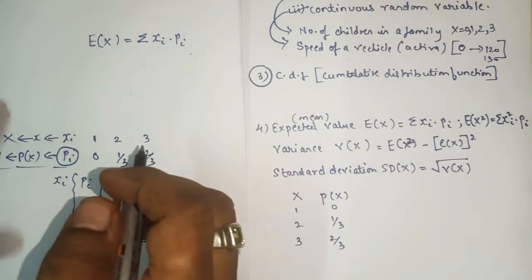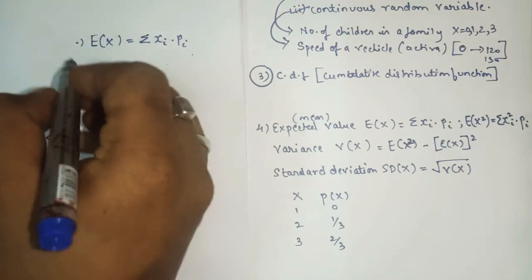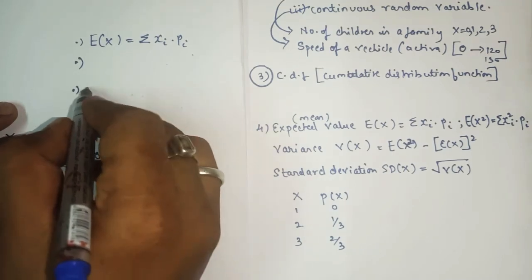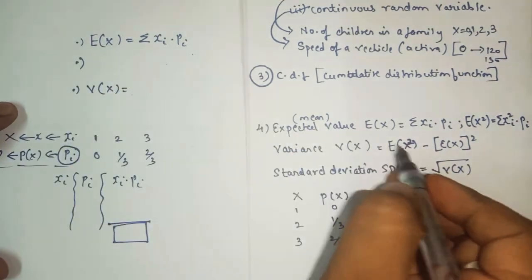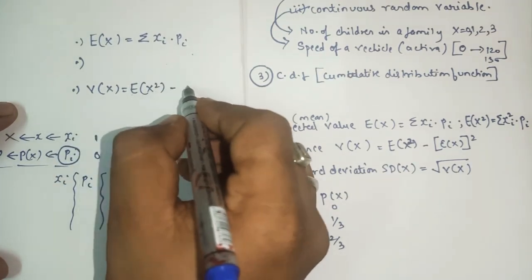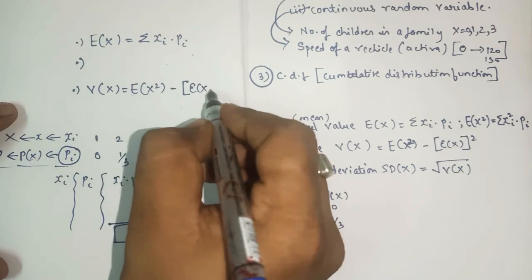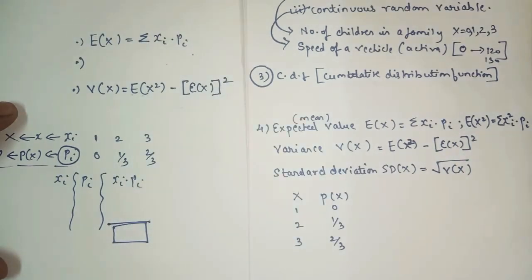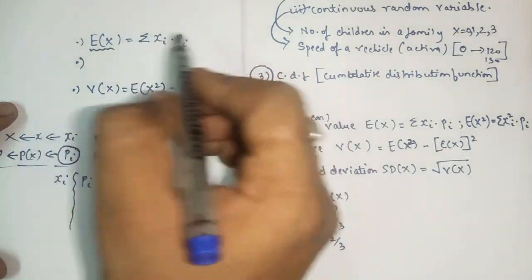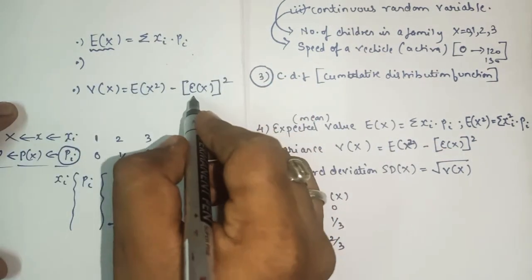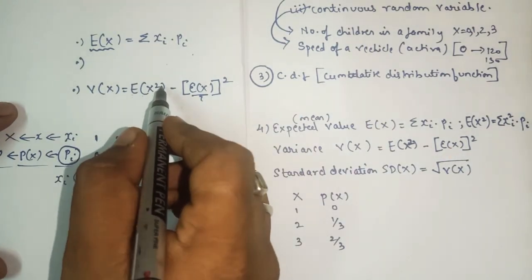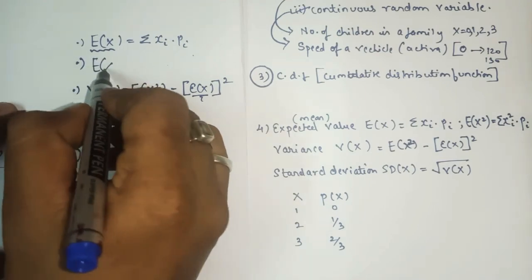Okay, that was the first formula. Second formula is what? V of x. To find V of x, what is the formula? It is capital E of x square minus E of x the whole square. Now here we have E of x. Here you will get the value. That value you will substitute here. And what about E of x square? That you have to find separately.